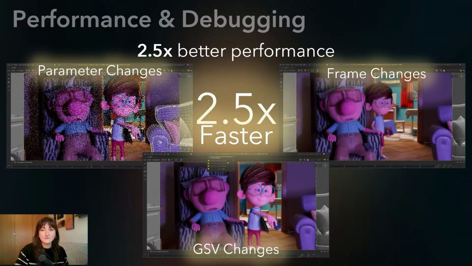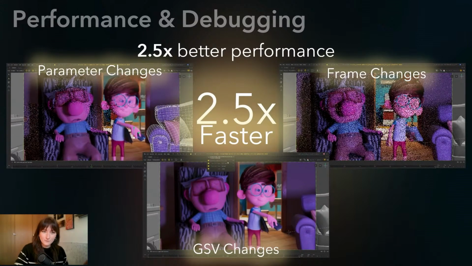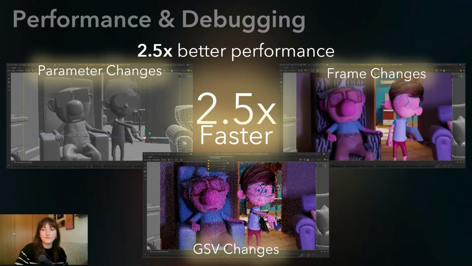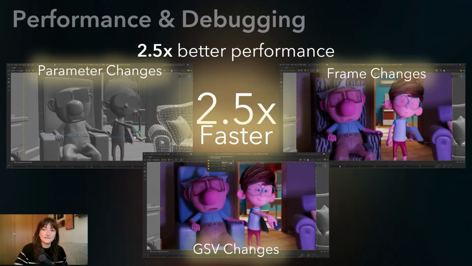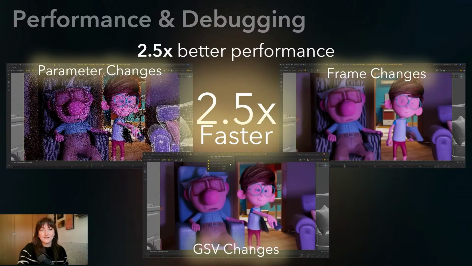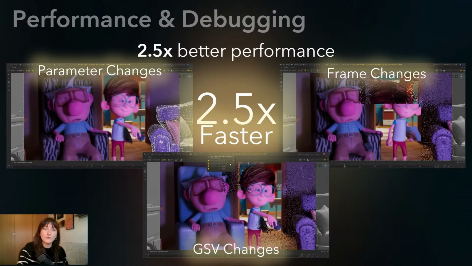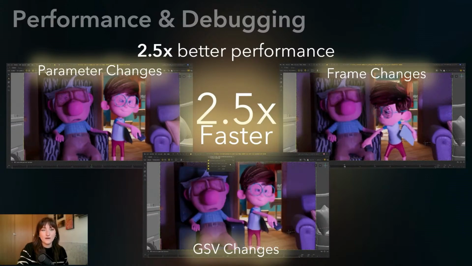This Katana version also sees 2.5 times better performance, which is reflected in live renders when you're making parameter or frame or graph state variable changes, and this is in comparison to Katana 6.5. So overall, you're able to work a lot more quickly when working with live renders and making changes within your scene.